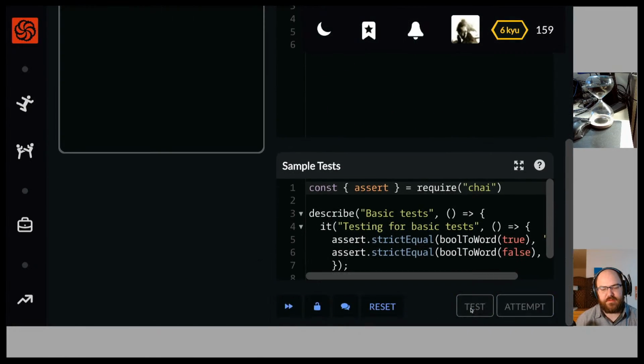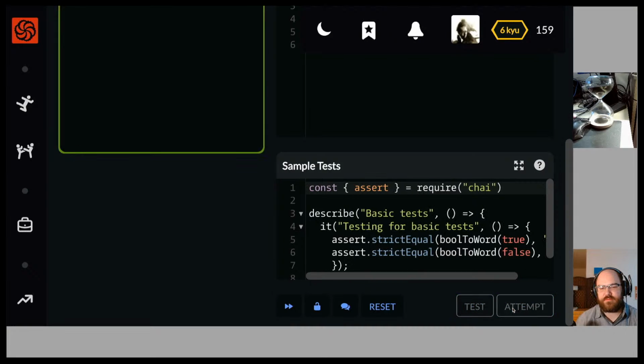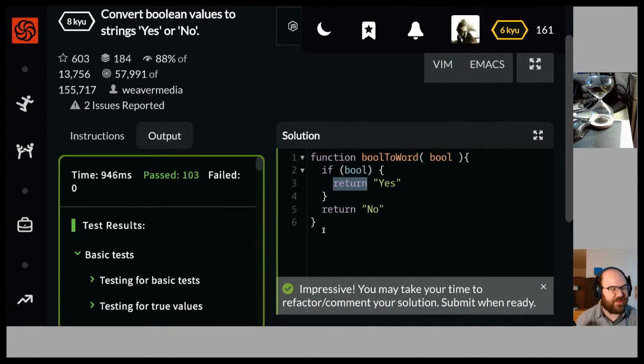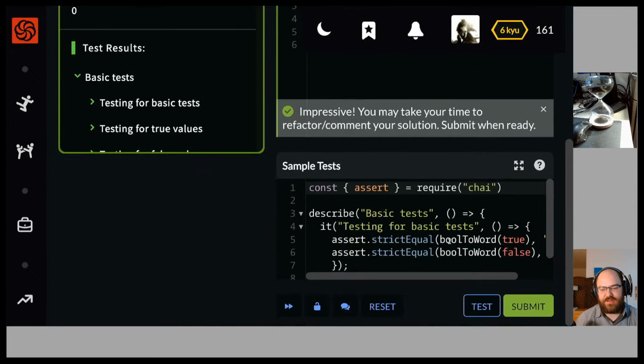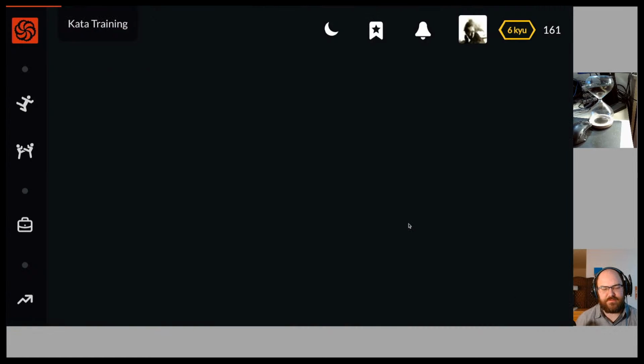Let's test and attempt. Impressive, it says. I like that. Okay, I'm curious to see the other submitted solutions to this one.